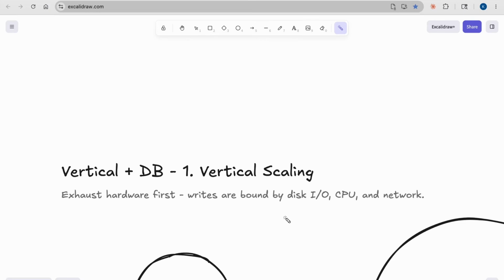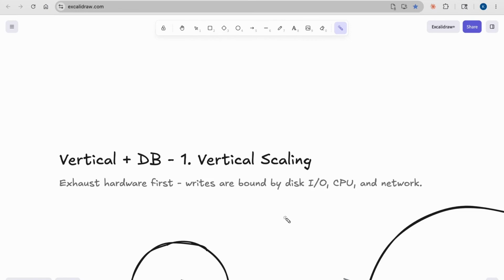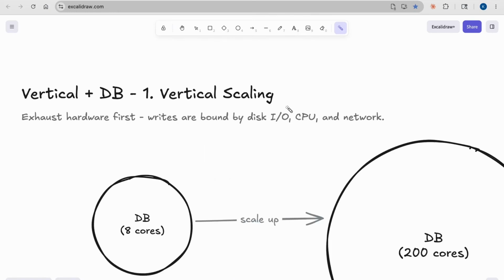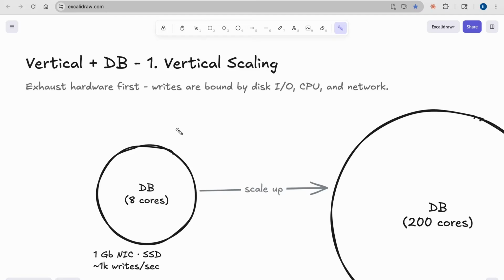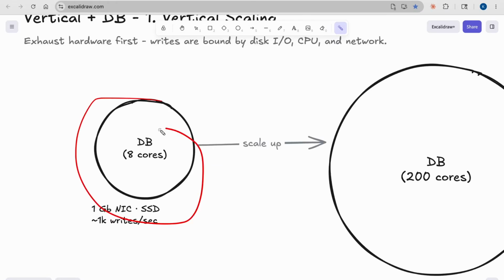Vertical scaling and write optimization. This is basically the first thing to try: blindly go and increase the hardware that we currently have for our specific server or database. Because we know, at least at a basic level, that writes are bound by disk input output, CPUs, capacities and network. Let's say we have a single server with a DB with 8 cores and a 1 GB network interface card, and roughly this capacity handles 1k writes per second.